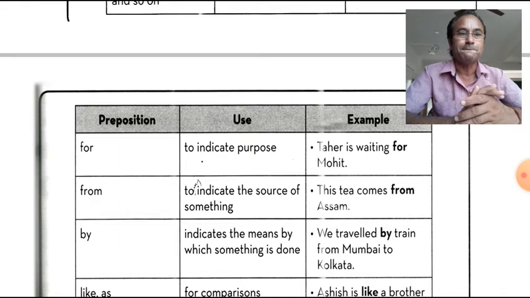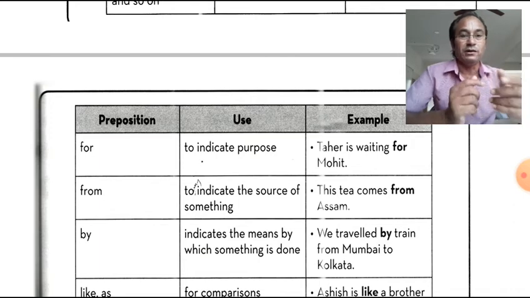Now by. By indicates the means by which something is done. I travel by bus. So here by indicates the means of something. Sorry, by indicates it is done by something.